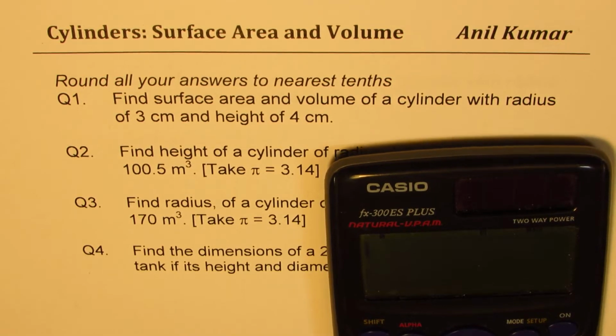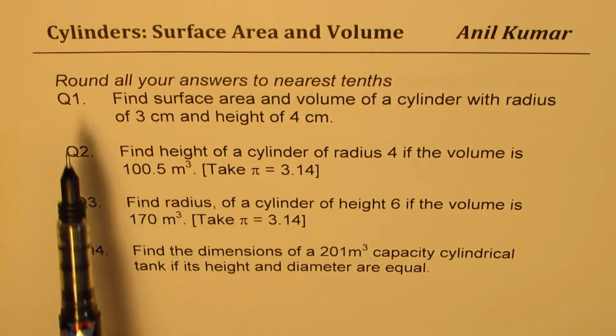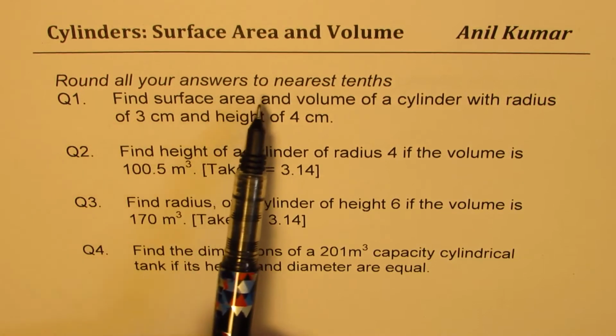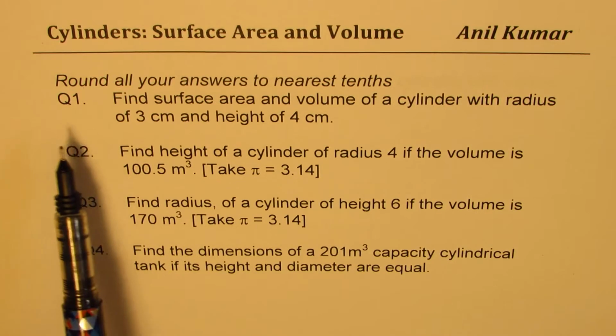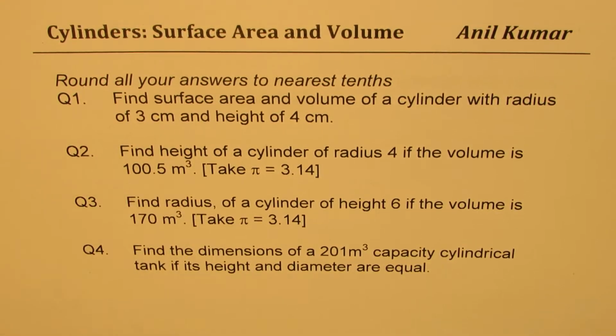You need a calculator for answering most of them. I'd like you to pause the video, copy these questions, and then look into my suggestions. Round all your answers to nearest tens. Question 1. Find surface area and volume of cylinder with radius of 3 cm and height of 4 cm.